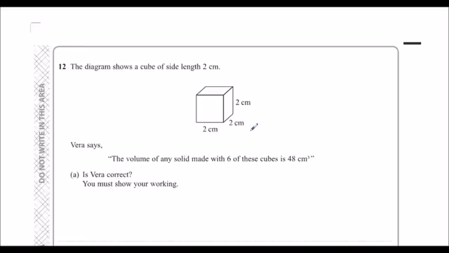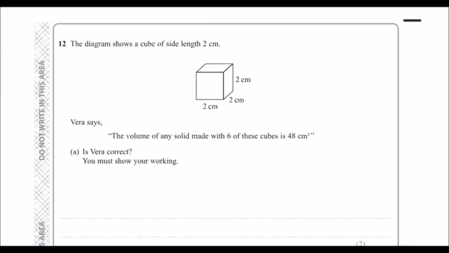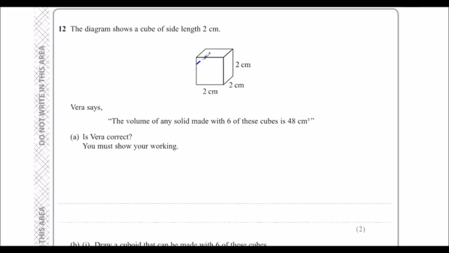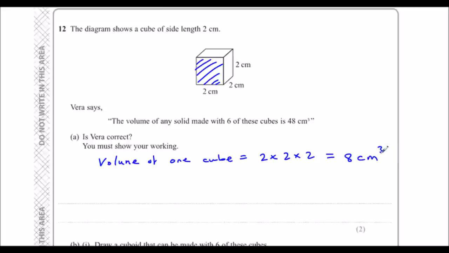So we need to know the volume of this cube. So the volume of a cube is, well, the number cubed. So it's 2 times 2 times 2 in this case. If you want to think of it as a prism, the area of the front shape times how far back it goes. But either way, the volume of one cube is 2 times 2 times 2, which is 8 centimeters cubed.